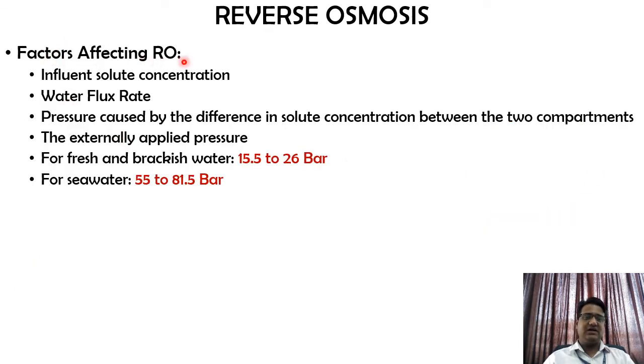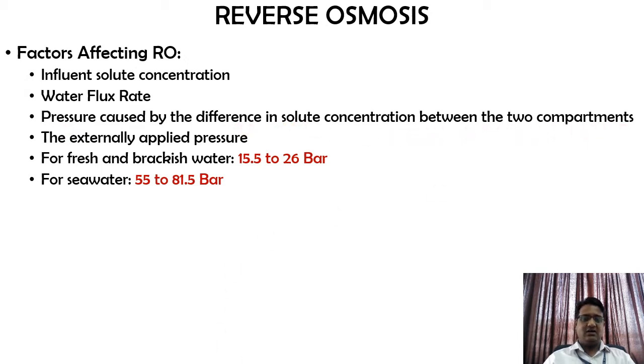Factors affecting reverse osmosis. First one, influent solute concentration. That is, the contaminant concentration in that water is going to be the primary factor. Next is water flux rate, which is nothing but your flow rate. In simplest terms, you can call it the flow rate of water. Third is pressure caused by the difference in solute concentration between the two compartments.